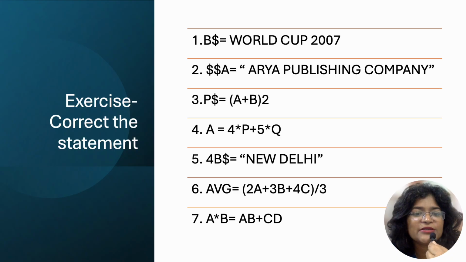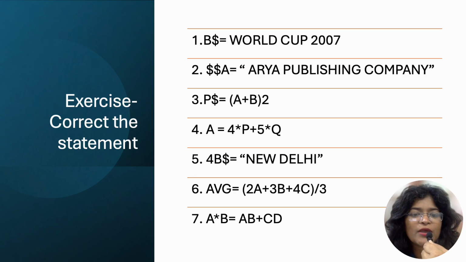What about A is equal to P into 5 plus 5 into Q? Now we know that this is a mathematical equation, so A is equal to this should be correct. What about $4B? That's wrong because it should be B4 is equal to New Delhi, right? The number has to come after the letter.